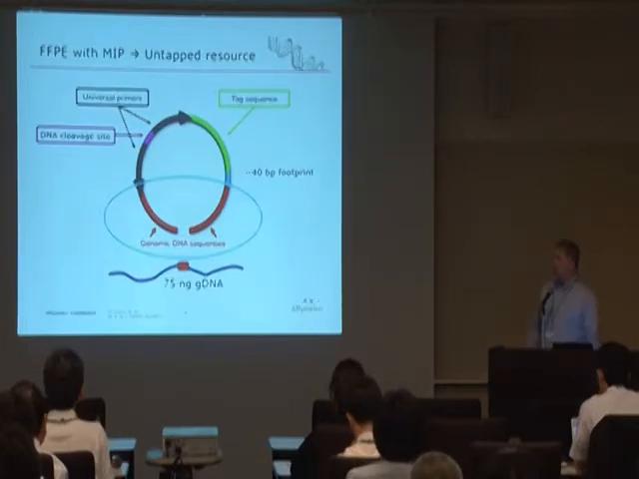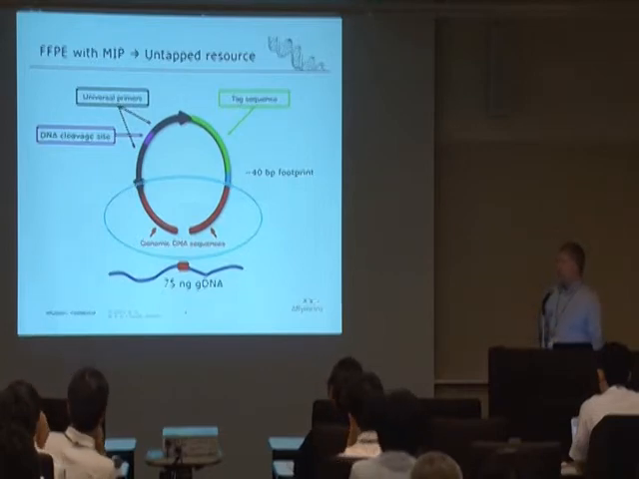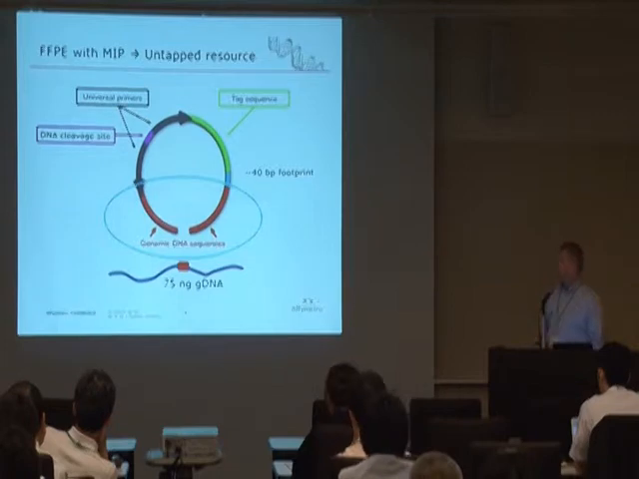So the OncoScan platform is a little bit different, in fact, from the standard Affymetrix microarray platform, in that it's designed using a probe called a molecular inversion probe, or sometimes referred to as a padlock probe.